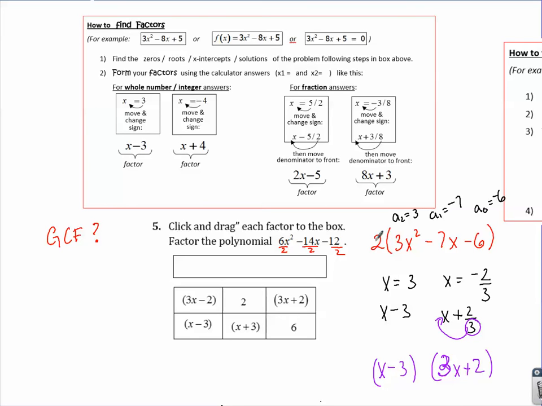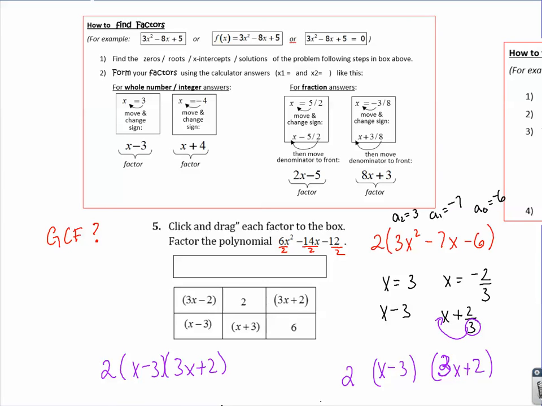And since I took a 2 out, I know I also have a factor of 2. So those are all my factors. I can write it a little bit cleaner. Over here, I have 2, x minus 3, 3x plus 2, all multiplied together, so those are my factors.